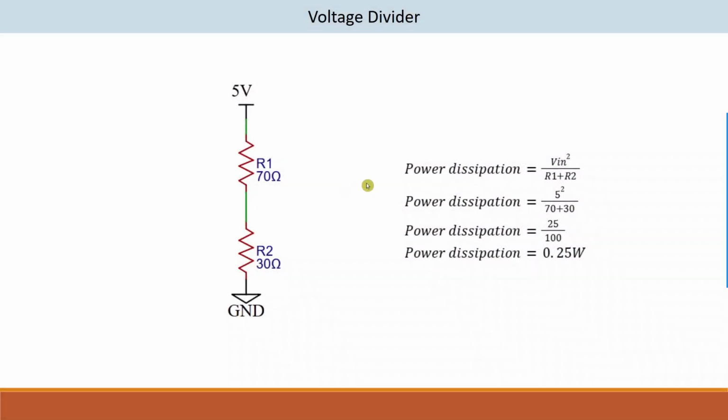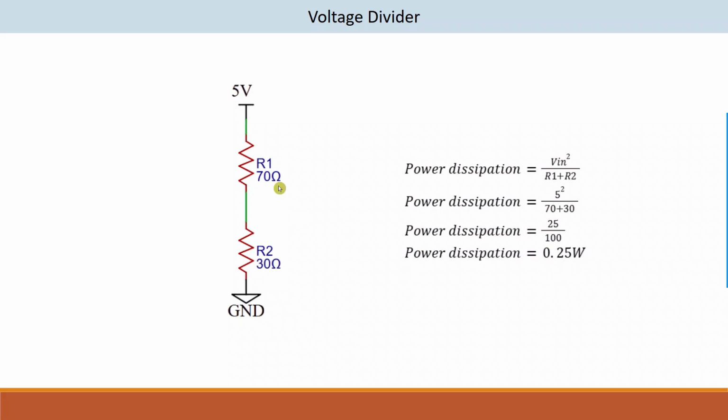Now we'll calculate the power dissipation of this circuit. The input voltage is 5 volt, R1 is 70 ohm, R2 is 30 ohm. Now we'll calculate the power dissipation of this circuit. This is the formula: power dissipation equals V in squared divided by R1 plus R2. What is the V in? 5 squared divided by 70 plus 30. 70 plus 30 will be 100. 5 squared means 25. So 25 divided by 100 will be 0.25 watt.